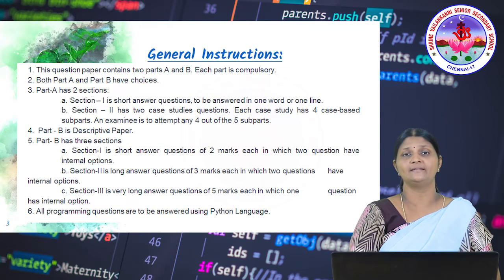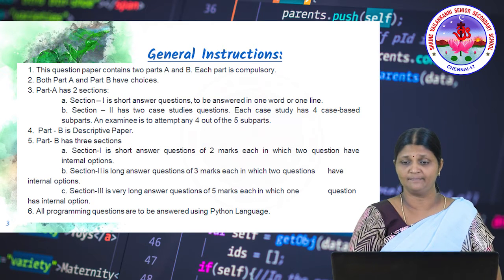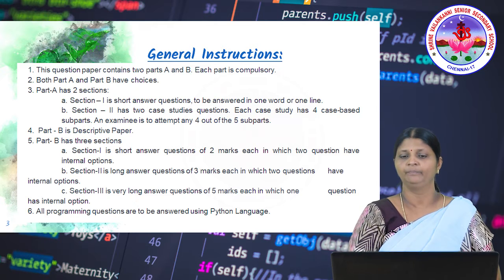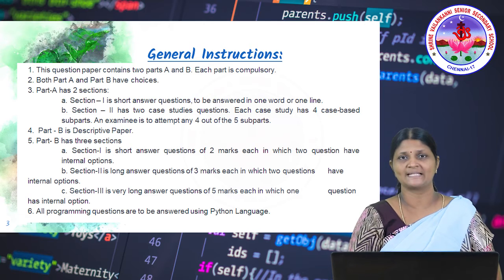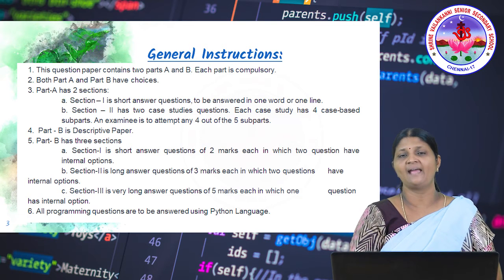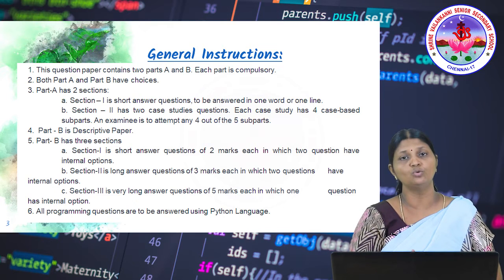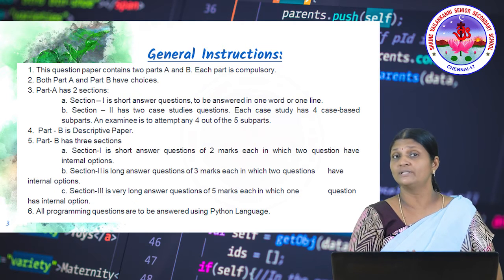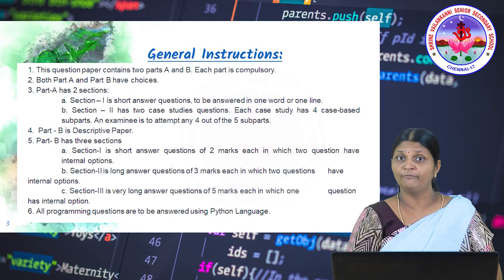General instructions. Let's see the general instructions. This question paper consists of part A and part B. Both are compulsory, and both have choices in them. Part A has 2 sections, section 1 and section 2. Section 1 covers short answer questions, which can be answered in 1 word or 1 line. Section 2 has 2 case study questions. Each case study question has 5 subparts, and the examinee is to attempt any 4 out of the 5 subparts. That's how it is framed.